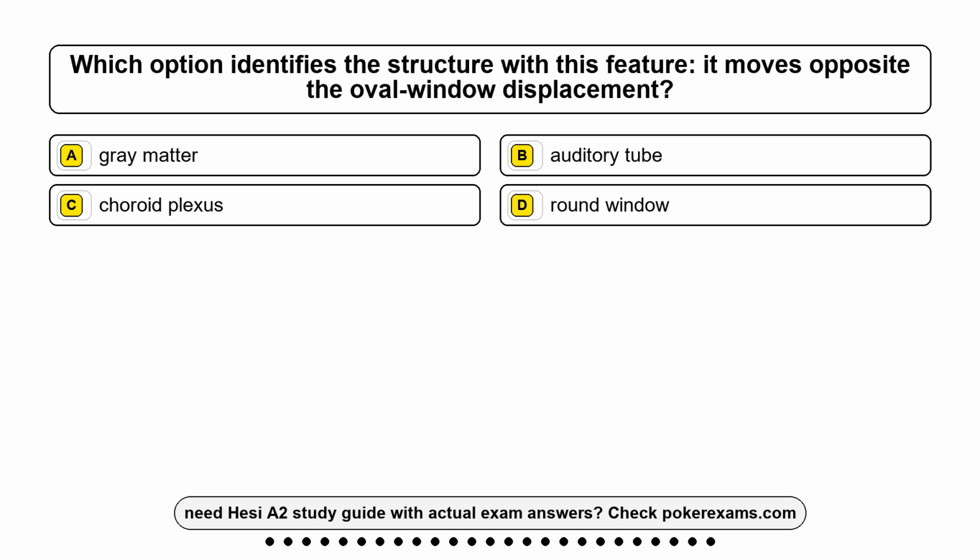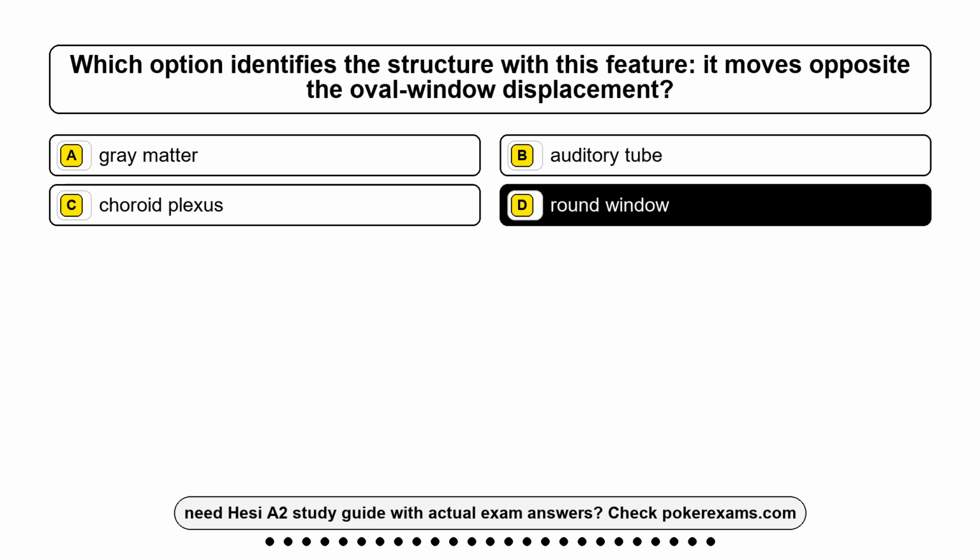Question 21. Which option identifies the structure with this feature? It moves opposite the oval window displacement. Option A, gray matter. Option B, auditory tube. Option C, choroid plexus. Option D, a round window. The correct answer is option D, round window.